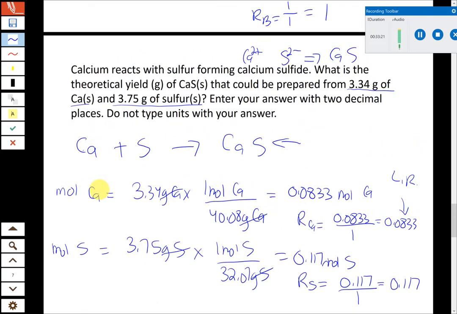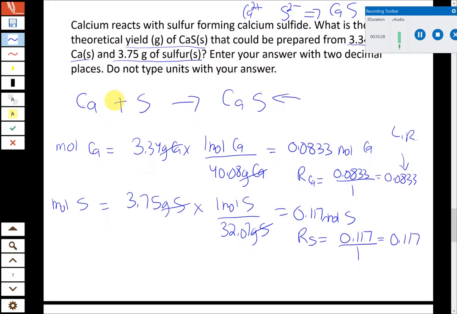Now, what are we looking for here? We're looking for theoretical yield of calcium sulfide, so how much of the product calcium sulfide can form. And so now we're going to just set up a mass-to-mass stoichiometry problem. Grams of calcium sulfide that can form from 3.34 grams of calcium, which is our limiting reactant. Now, we already calculated moles of calcium, so we can actually start with this number and save ourselves a step in this last calculation here. So we have 0.0833 moles of calcium. We already got that number, so we don't have to do it again.